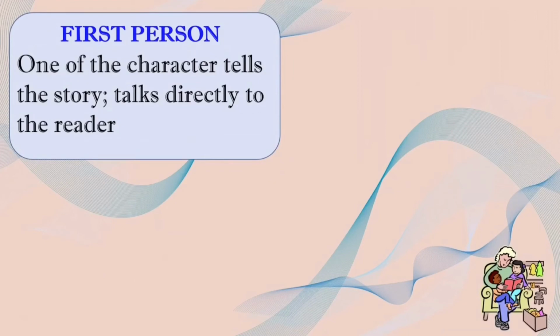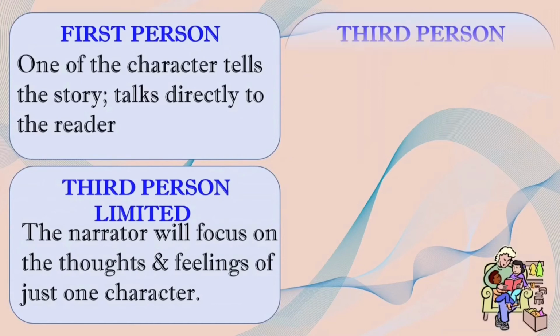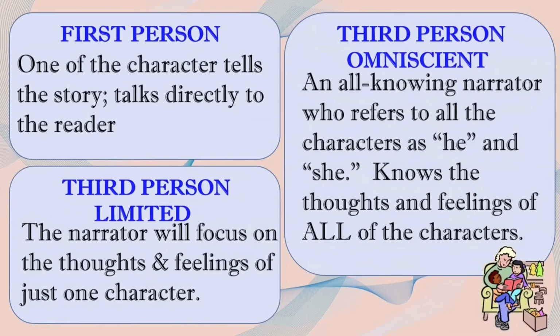First person: one of the characters tells the story, talks directly to the reader. Third person limited: the narrator will focus on the thoughts and feelings of just one character. And the third person omniscient: an all-knowing narrator who refers to all the characters as he and she, knows the thoughts and feelings of all the characters.